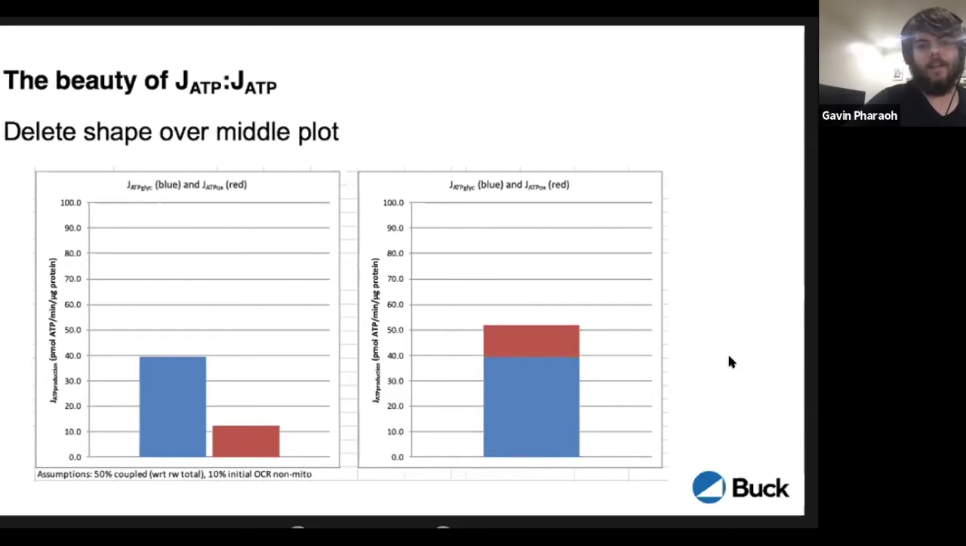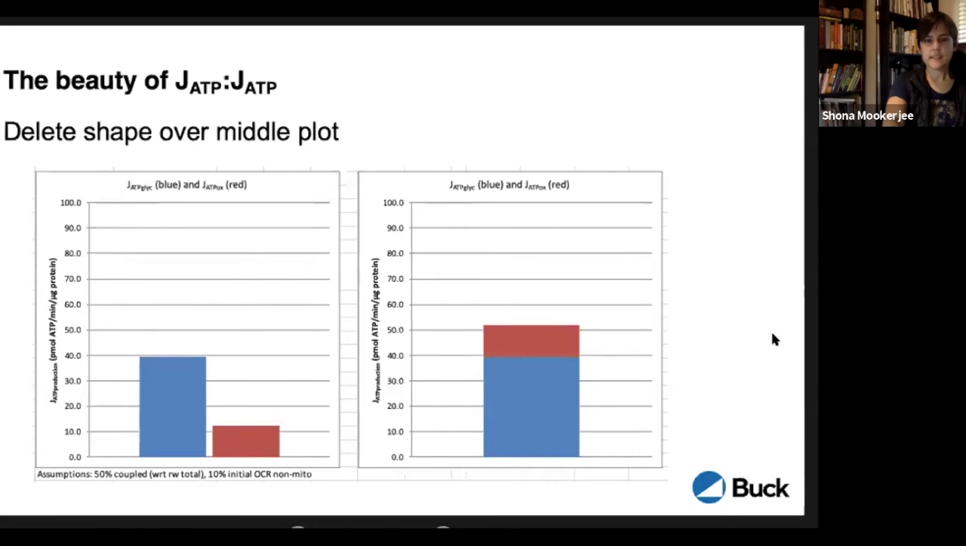Yes, it gives us an idea of how much total ATP is being produced by the cells. Absolutely. It is one of the main advantages of being able to convert our two separate signals into the same units of ATP production. For the first time, we can sum these rates to understand total cellular ATP production. So this is an extremely valuable operation.